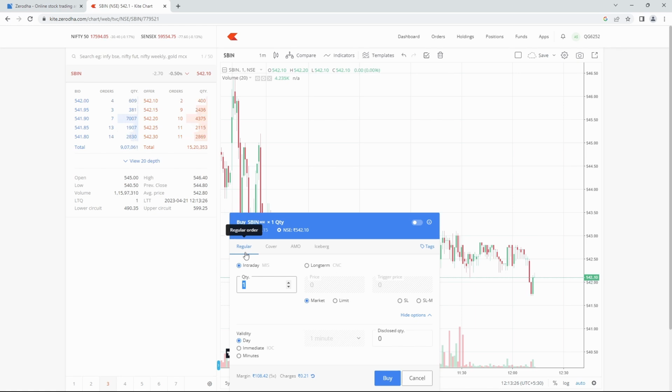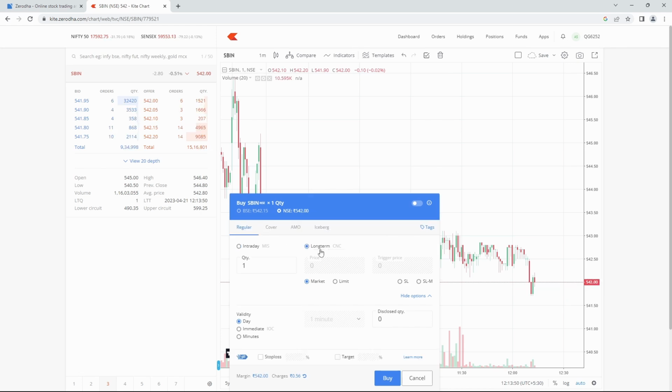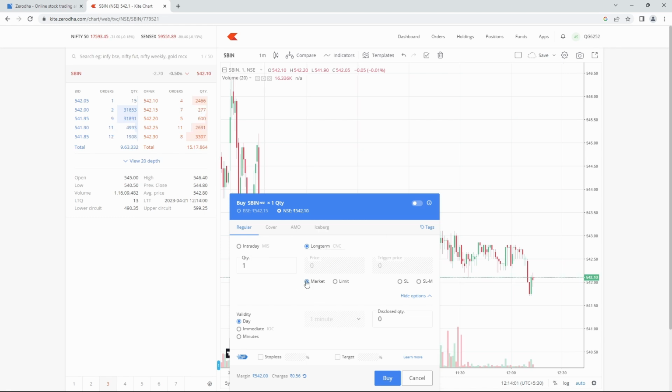So a regular order is something which you usually place in the markets, and you get multiple options over here. The intraday option gives you an opportunity to buy this particular stock during one market session, and this will be settled in today's market session only. So this simply means that whatever orders you place in intraday are supposed to be settled on that particular day only. In the long-term option, or the cash and carry CNC option, you will be able to hold this particular position or this particular stock for the longer run, as long as you want. And you will be able to see the price options, which are market and limit.